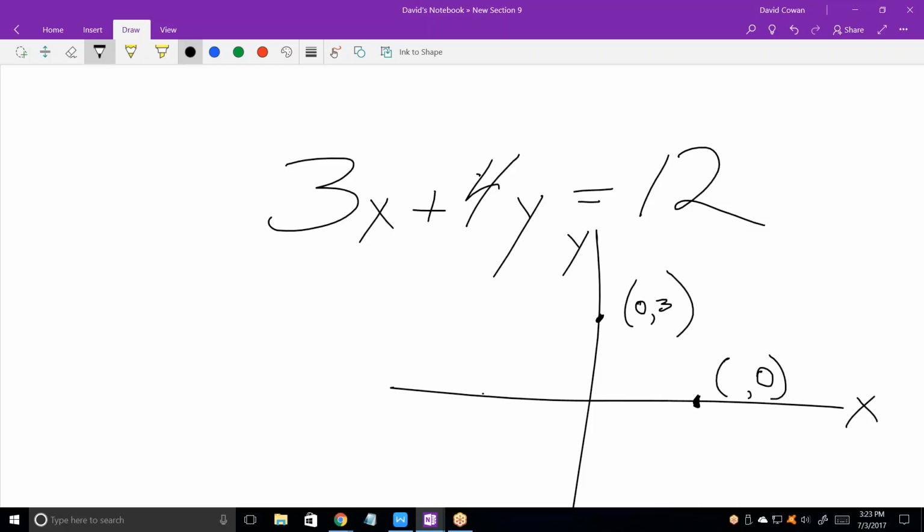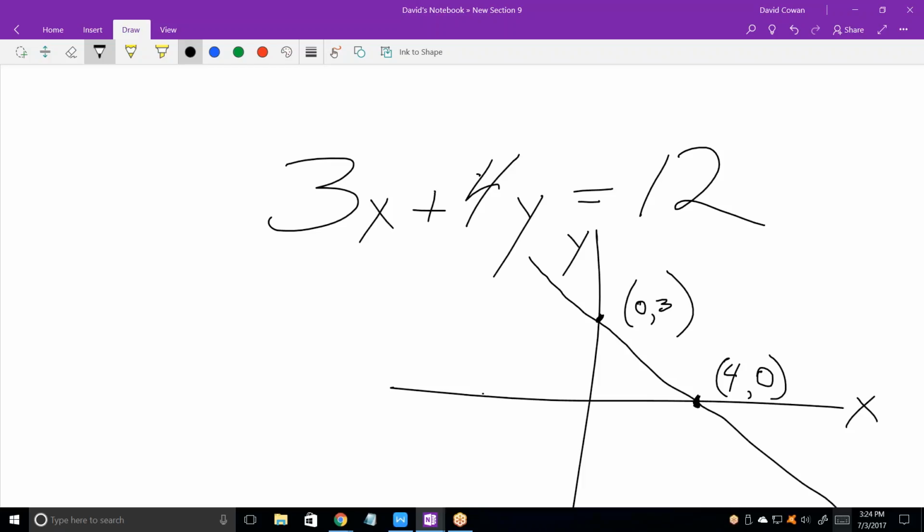Now, plug in 0 for y and solve for x. What do you get? 4. Okay. So, I now have 2 points. That makes a straight line. I can connect them with a straight line and continue it. And notice that I was able to graph this thing without figuring out slope. I didn't have to deal with that negative 3/4 slope that we got when we solved this equation and put it into y equals mx plus b.